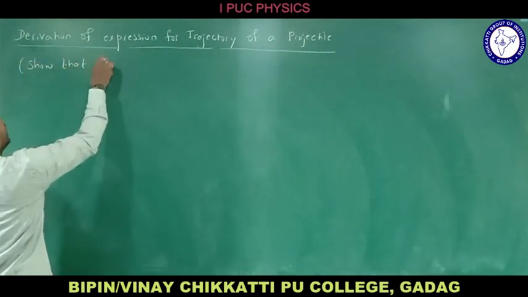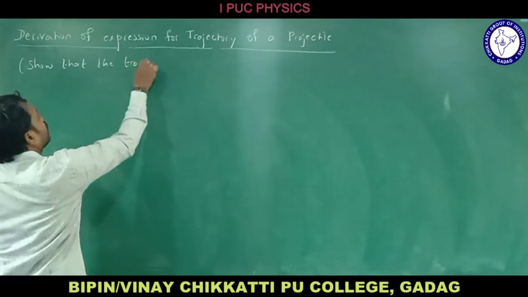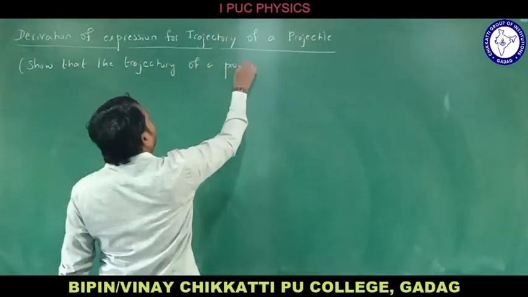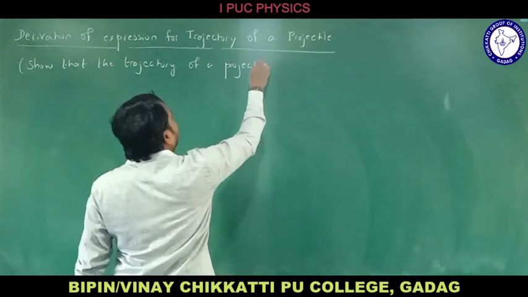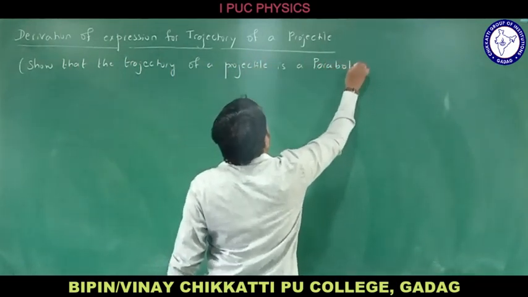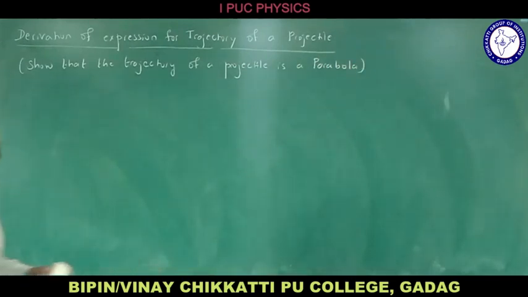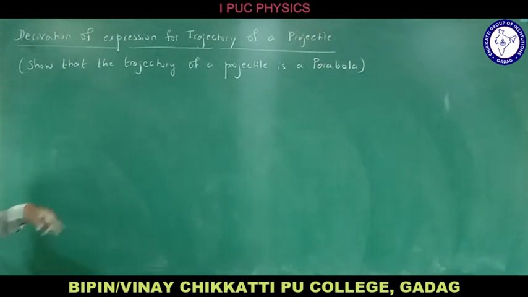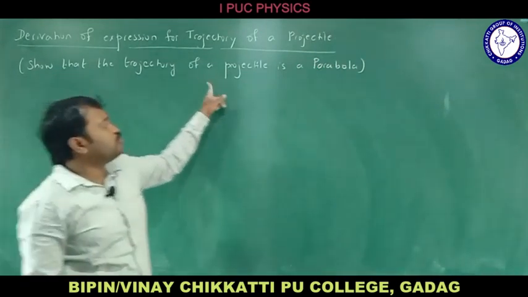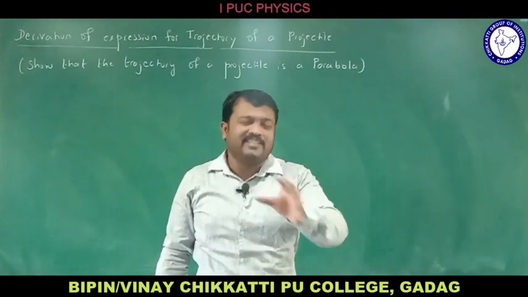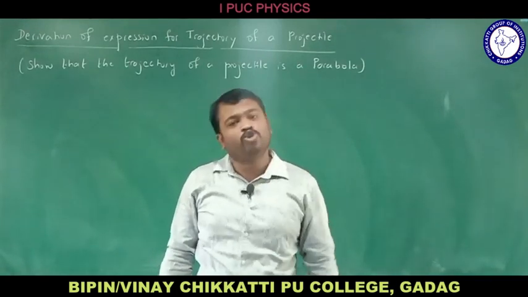Show that the trajectory of a projectile is a parabola. So the derivation of the expression for the trajectory of a projectile can also be asked like this: show that the trajectory of a projectile is a parabola. The trajectory is a parabola, and we need to show it.